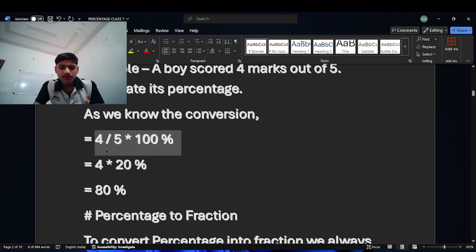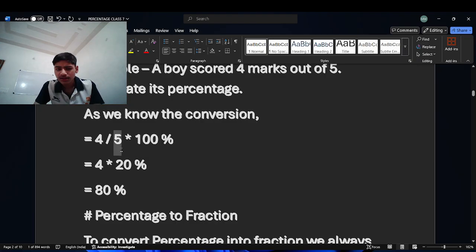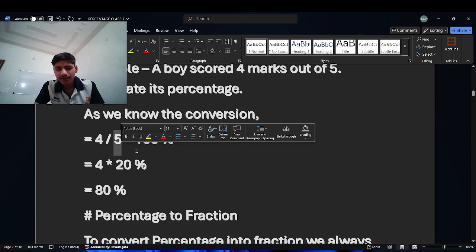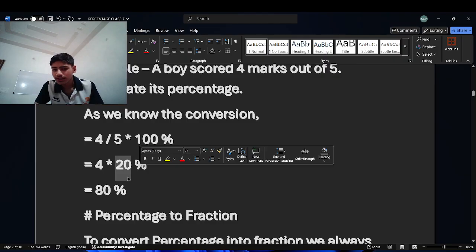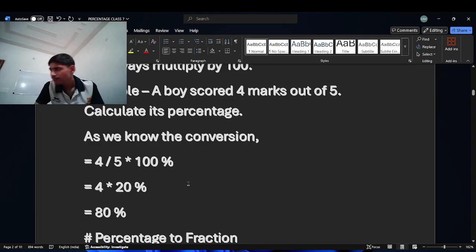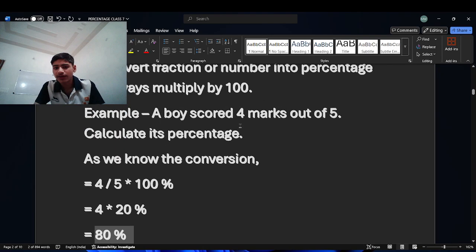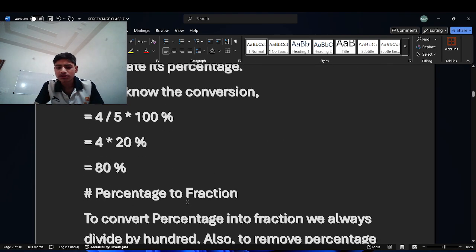The denominator is 5 and the whole fraction is multiplied by 100 percent. If you reduce it, 5 times 20 is 100, so 4 into 20 will be 80 percent. Vice versa, if I give you 80 percent and you have to find the fraction, how will you find it?